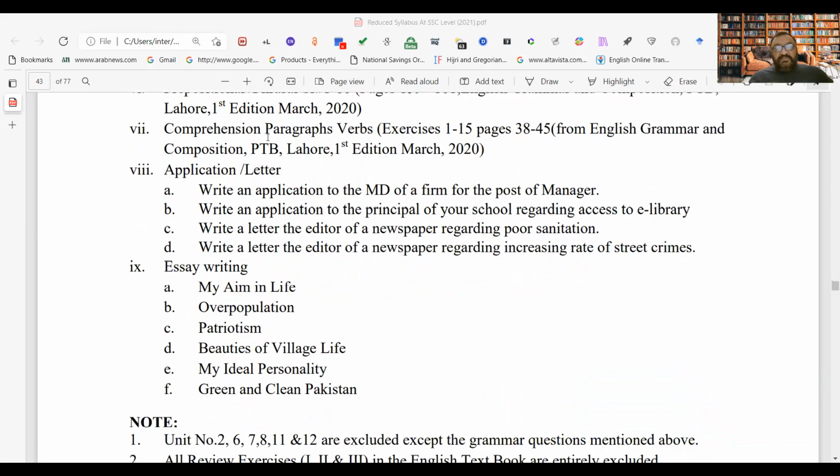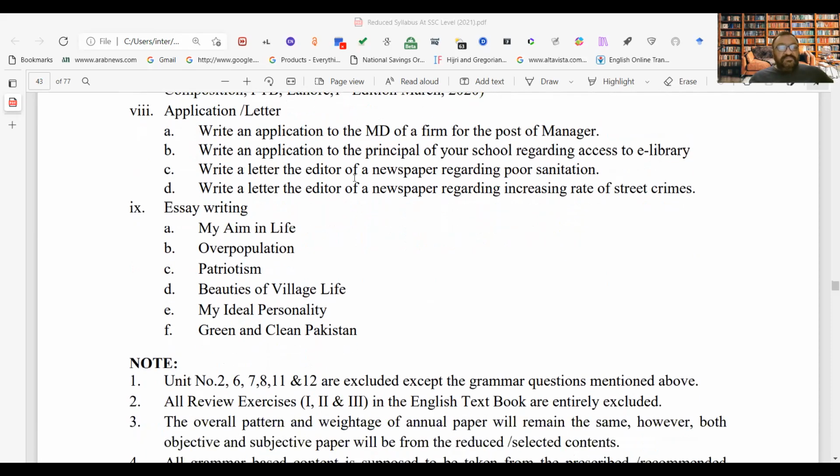Number seven, comprehension paragraphs, verbs, exercise 1 to 15, pages 38 to 45. Same grammar book, English Grammar and Composition. Application and letter: there are only 4 here, 2 applications and 2 letters. They can be unseen, but we will give you a short format of notes for the letter. It will be easy for you.